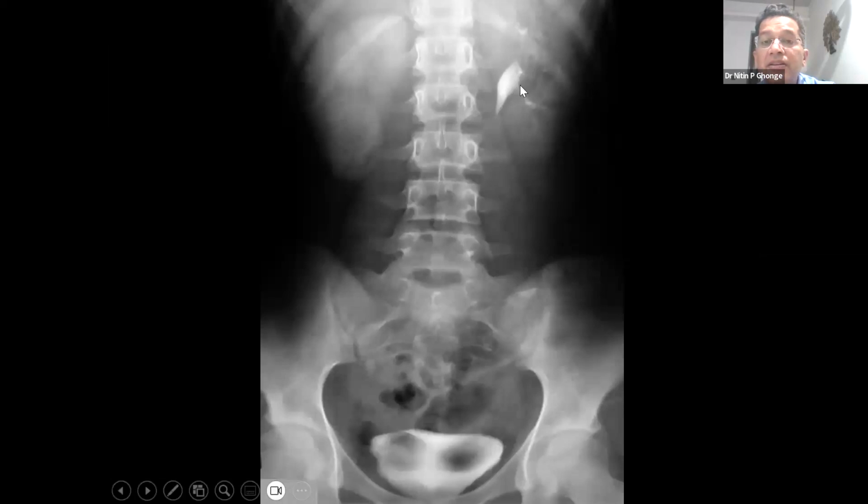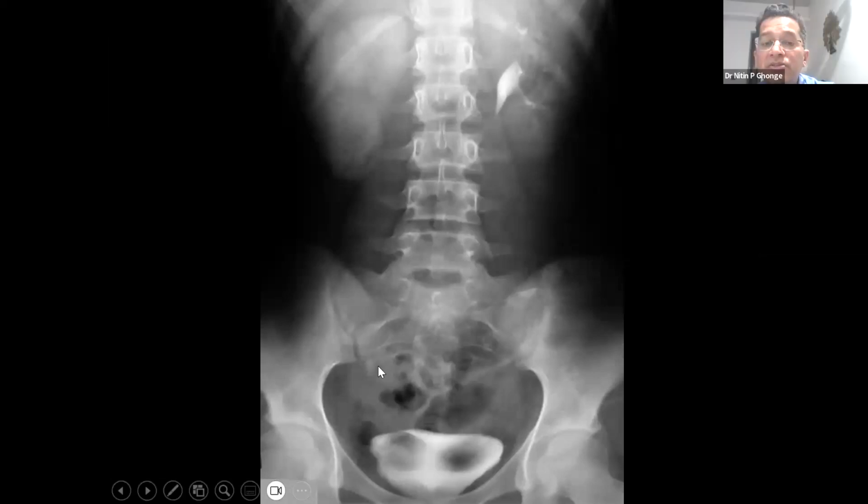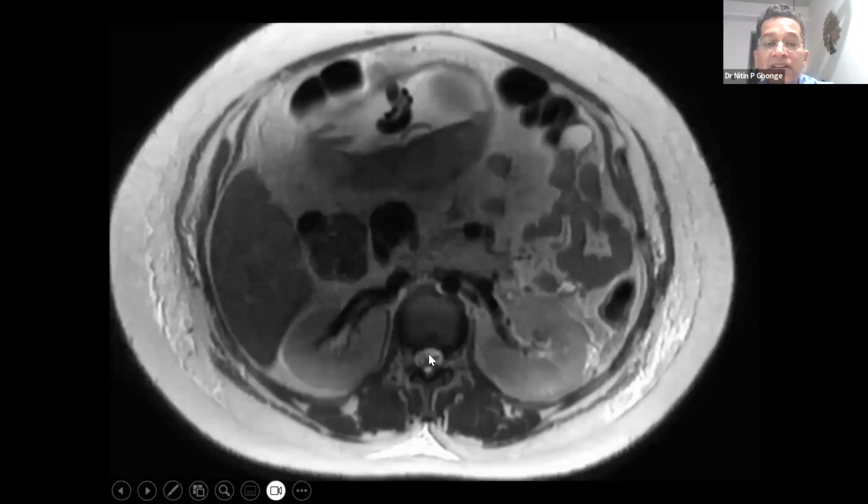Okay, this is another example. Normal appearance on left side. On right side, you can see dense persistent nephrogram because of this stone in the right distal ureter in this example. So when it comes to MRI, it is important to understand that vessels look dark because of the normal flow void.